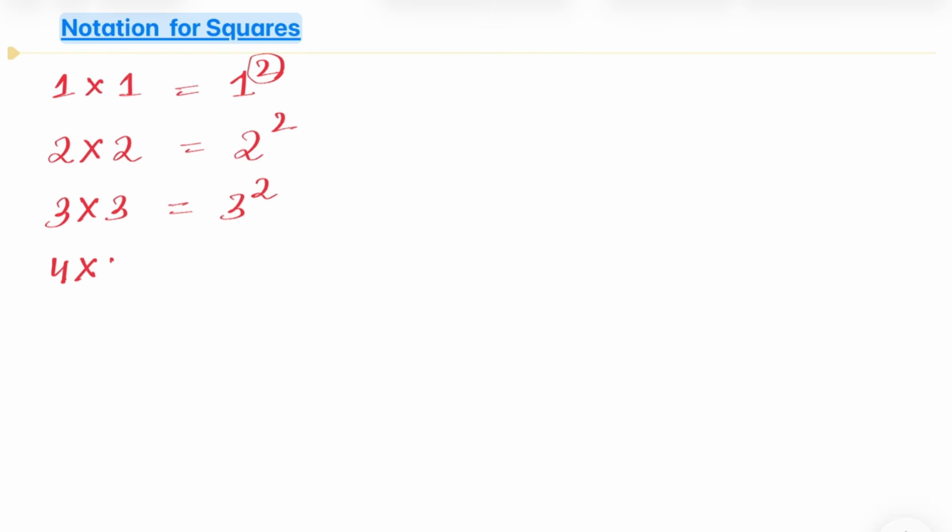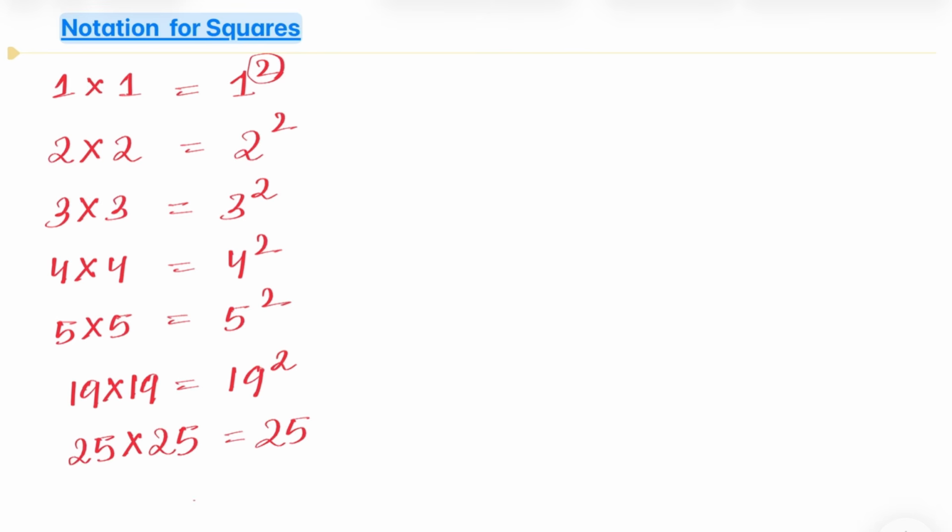Notation for squares. Square of 1 can be written as 1 square because 1 is multiplied by itself 2 times. So here the power of 1 is 2. Similarly, square of 2 can be written as 2 square, square of 3 as 3 square, square of 4 as 4 square, square of 5 as 5 square, square of 19 as 19 square and square of 25 as 25 square. And for any natural number n, its square can be written as n square.